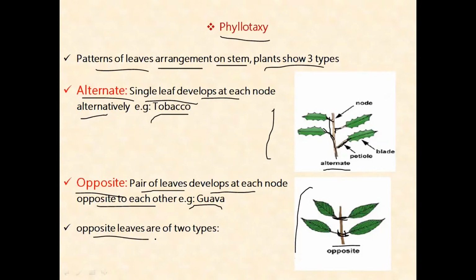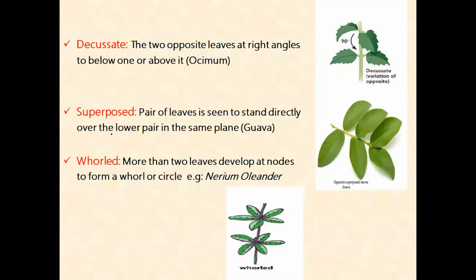So it is known as opposite phyllotaxy. Opposite leaves are of two types. First one is decussate. Here the two opposite leaves are present at right angles to the one below or above it. For example, it occurs in ocimum. So here the two opposite leaves are at right angles to the one below or the one above. So you can see here, these are at 90 degrees, at right angle to each other. So it is known as decussate opposite.